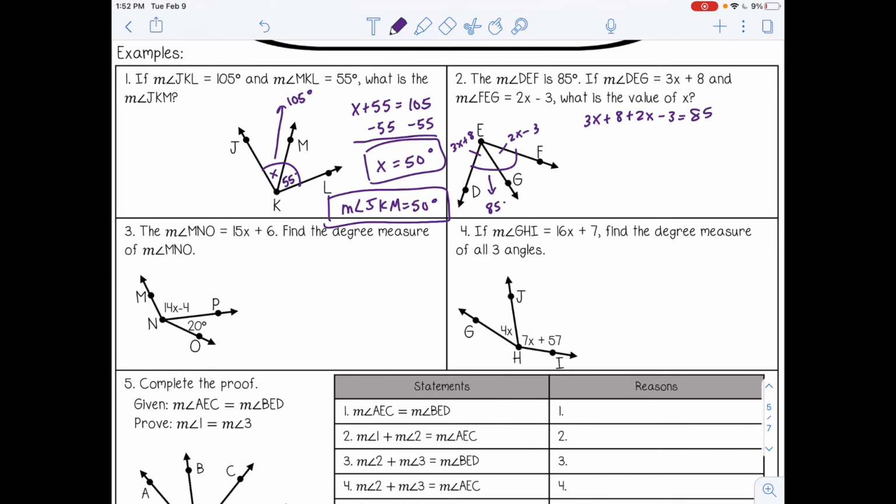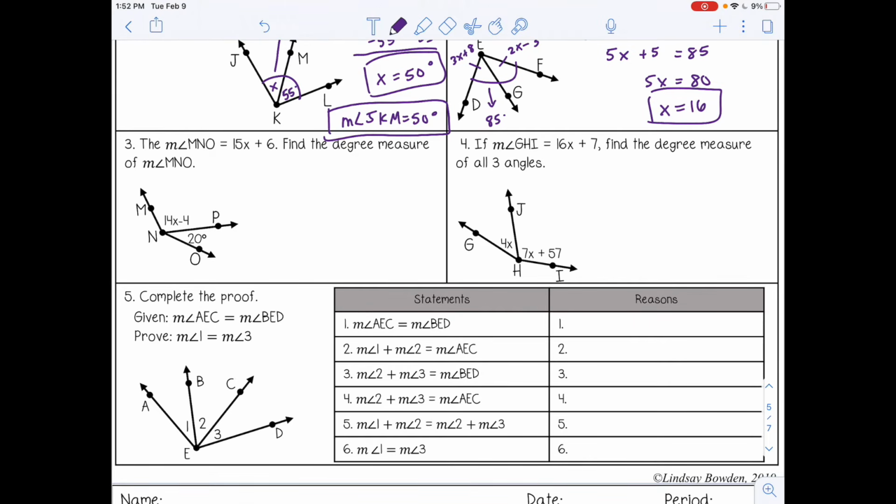We need to combine like terms. 3x and 2x, that's 5x. 8 minus 3 is 5. Then I'm going to subtract 5 on both sides, so 5x equals 80. And then 80 divided by 5 is 16. And you could, of course, substitute 16 back in and find the actual angle measures if the problem asks for that.